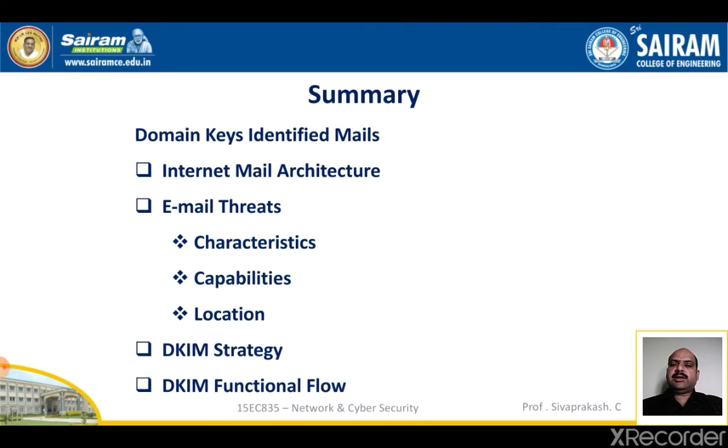So I hope that we have come to the end of DKIM, DomainKeys Identified Mail. We have covered the Internet mail architecture and email threats, and we have discussed the characteristics, capabilities, and location of the email threat in DomainKeys Identified Mail, as well as the strategy and the functional flow of DKIM. I hope this video helps you understand DomainKeys Identified Mail in the email architecture.